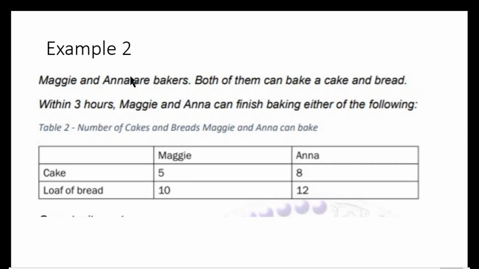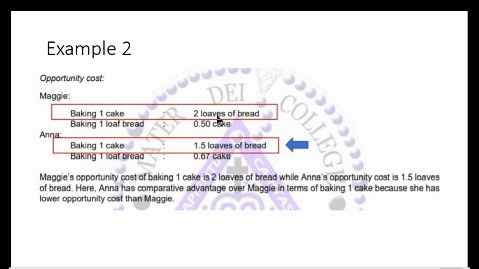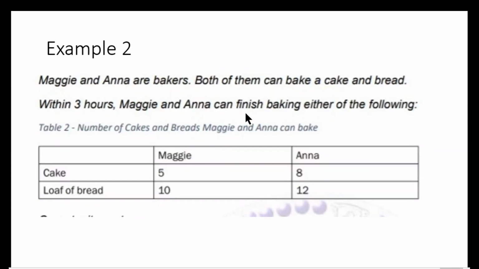Another example is for Maggie and Anna. They can make cake and loaf of bread. So let us compute their opportunity cost. To make one cake, so we'll be using the cake as denominator, that would be 10 divided by 5. So that would be 2 loaves of bread.